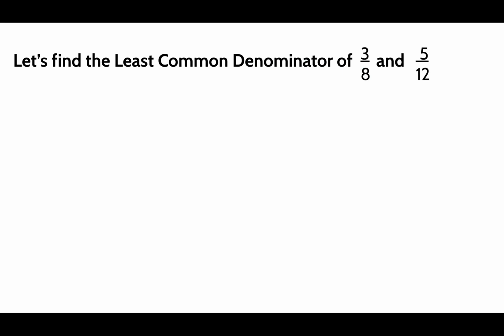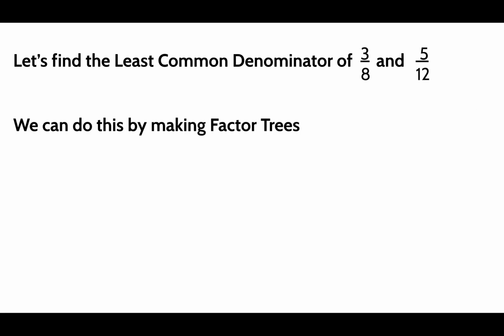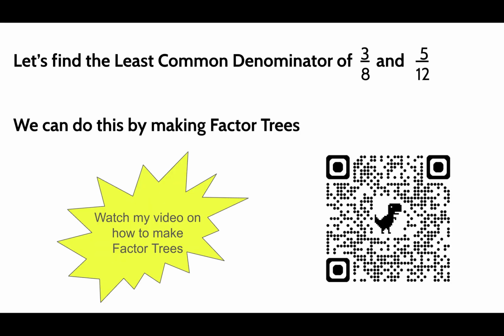So first we're going to find the least common denominator, and we have the fractions 3/8 and 5/12. You'll notice that they have different denominators, so we need to find a common denominator for the 8 and the 12. We can do this by making a factor tree. Now, if you don't know how to make a factor tree, I have a video on it, so you can just use the QR code and watch that video and then come back to this for finding the least common denominator. I am going to use a factor tree in this video, but I'm going to go rather quickly. So again, you might want to watch the other video.